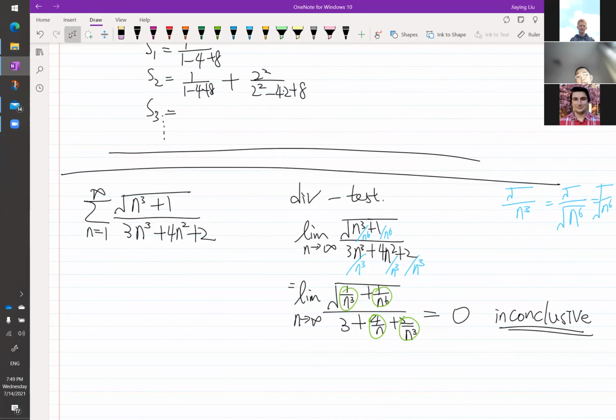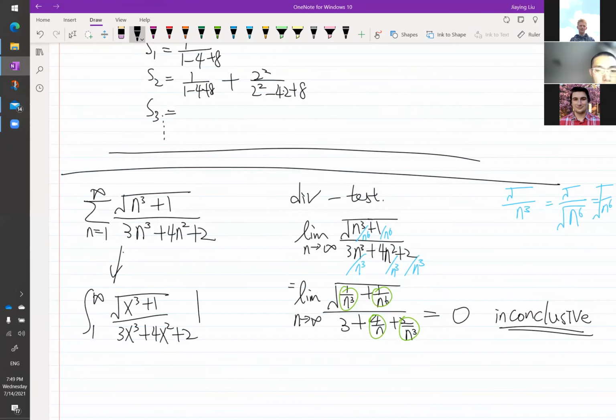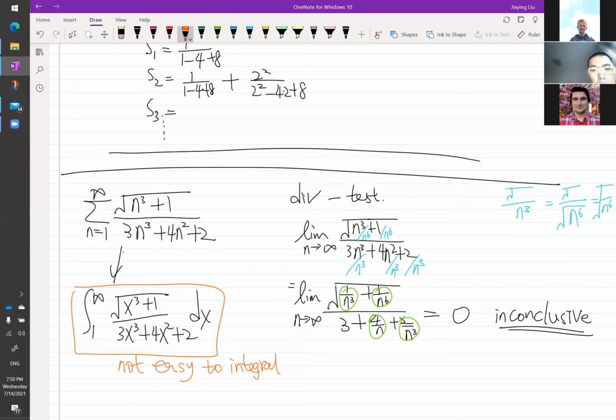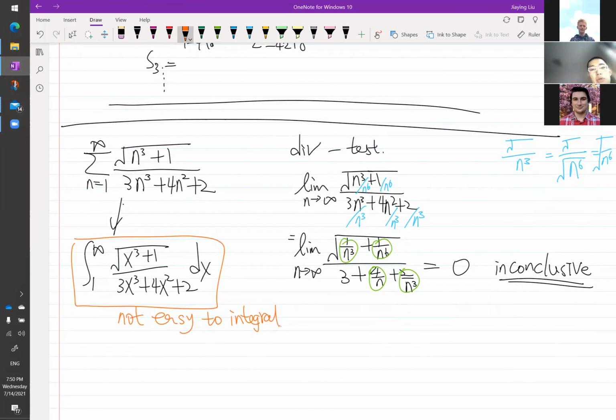For this problem, I don't recommend using the integral test. If you write it as the integral from 1 to infinity of the square root of x cubed plus 1, over 3x cubed plus 4x squared plus 2, dx, it's not easy to integrate, right? So we probably wouldn't try the integral test here. The divergence test doesn't work. The integral test is not easy, probably very difficult.